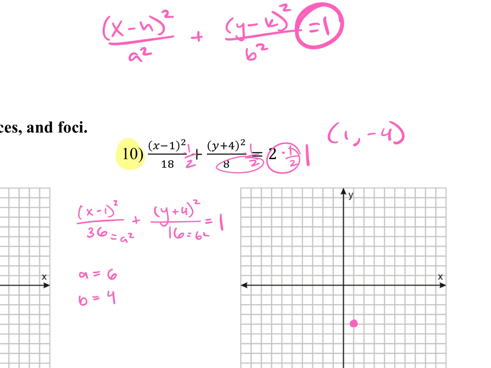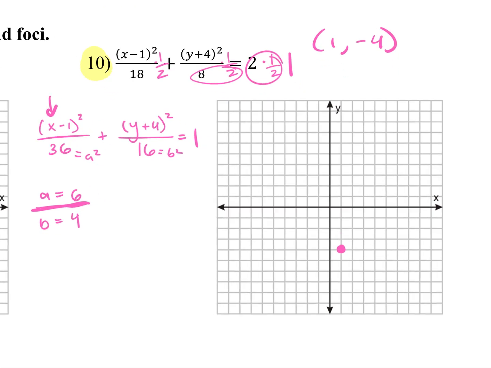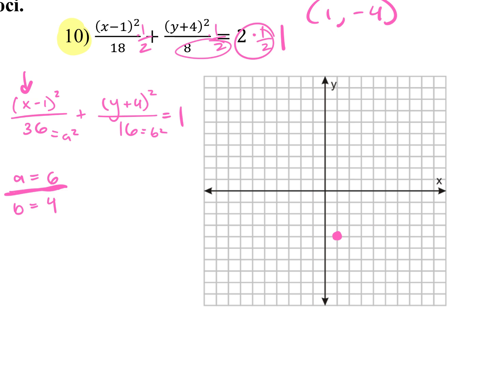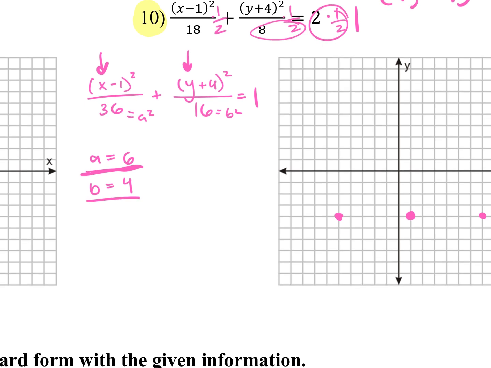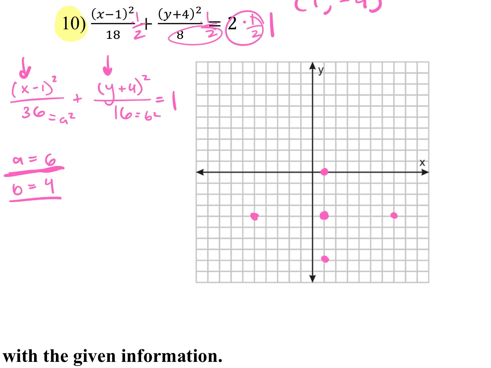Now since a is under the x, we're moving along the x-axis, however many a is, so 6. So we're going to go to the left and to the right 6. And then since b is under the y, we move up and down. So we would go up and down 4. So I'm going to go up 4 and down 4. So this would be our ellipse.